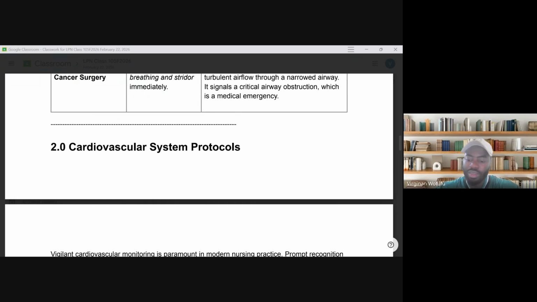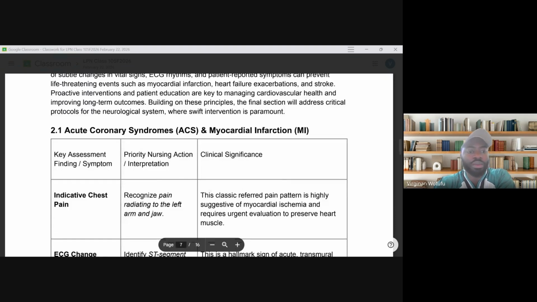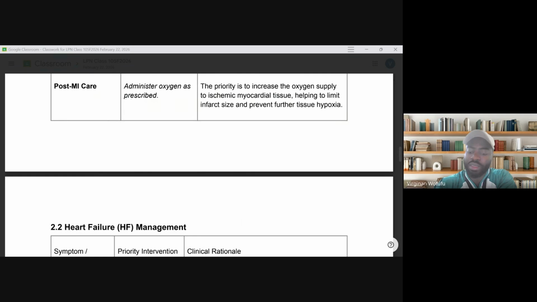Okay, so let's take a look at some critical findings to report immediately when you're looking at the cardiovascular system. With the critical findings that require immediate attention or escalation, you have the MI, right? You have a hypertensive crisis, right? You have a cardiogenic shock.